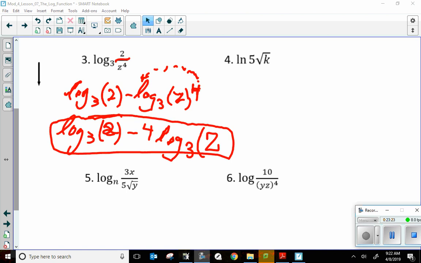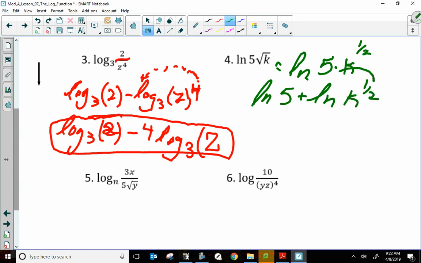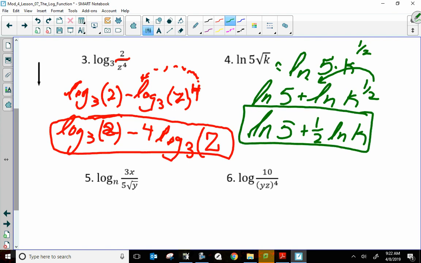All right, let me recalibrate it. Hopefully that's better. Okay, it is not. The ln of 5 times radical k, that's like saying k to the 1/2 power. So now I've got ln of 5 plus ln of k to the 1/2, and my exponent comes out front. So I've got the ln of 5 plus 1/2 ln of k.